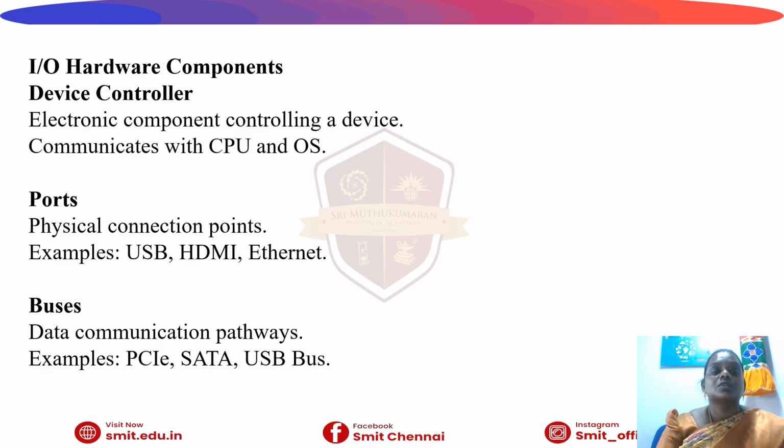The device controller is the electronic component controlling a device and communicating with the CPU and OS. Ports are physical connection points, for example USB, HDMI, and Ethernet. The system bus is the data communication pathway, for example PCI, SATA, USB bus. The system bus transfers data between CPU, memory, and input-output devices.